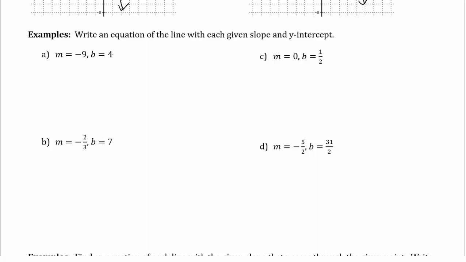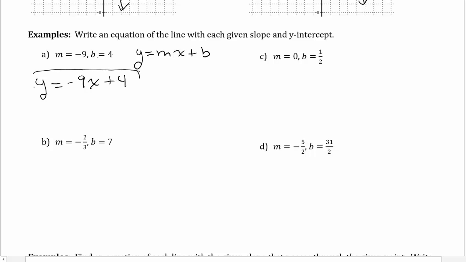In the next examples, we want to write the equation of the line with the given slope and y-intercept. So remember, our form is y equals mx plus b. And so we're given our slope. So we're going to write y equals, our slope is negative 9, so it'll be negative 9x. And then our y-intercept b is 4, so plus 4. In our next example b, we have a slope of negative 2/3 and a y-intercept of 7. So our equation will be y equals negative 2/3 x plus our b, which is 7.